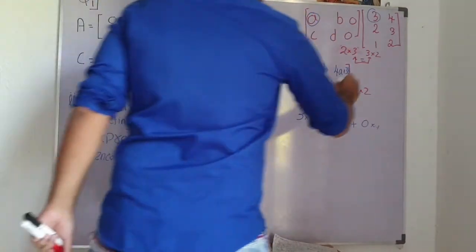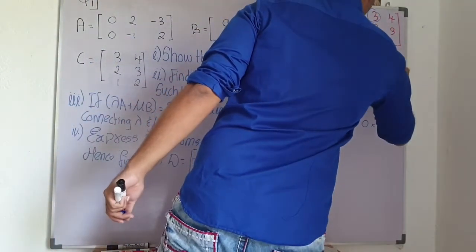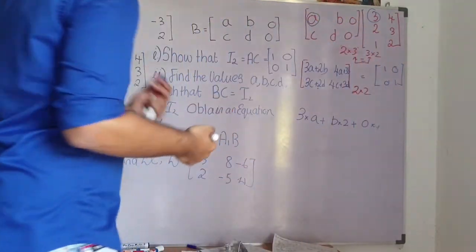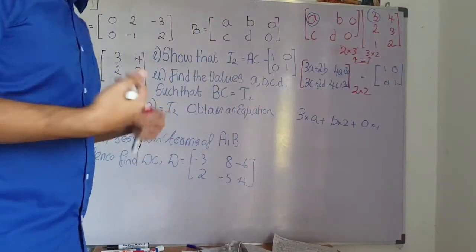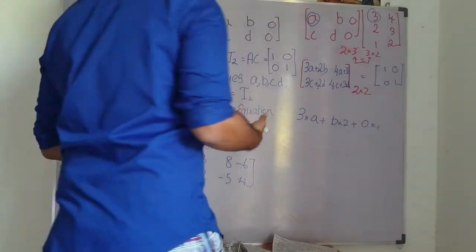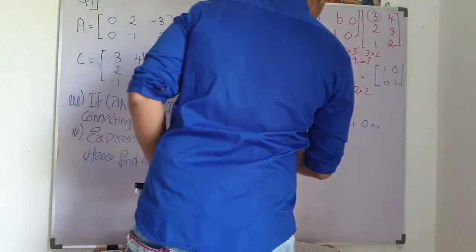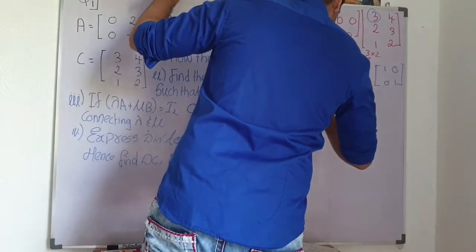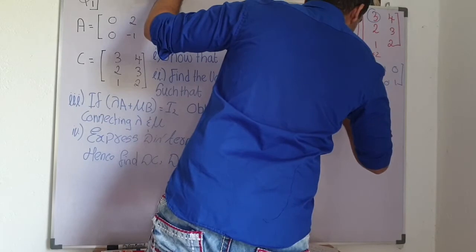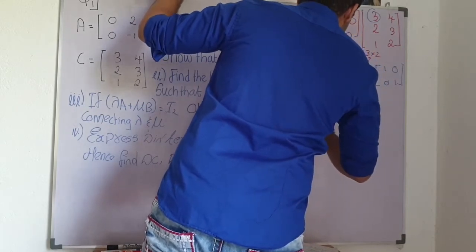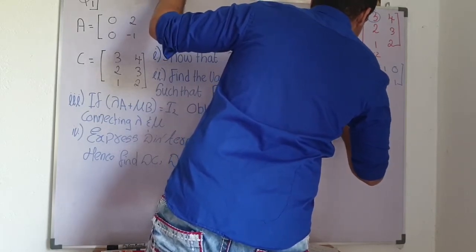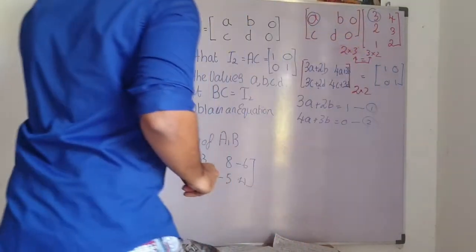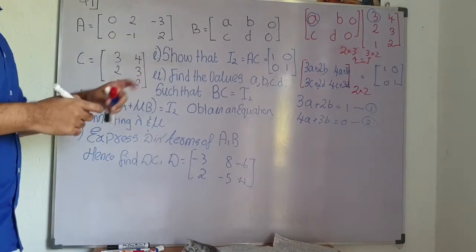Now what you've got to do is make this equal to the identity matrix 1, 0 and 0, 1. So now 3A plus 2B will be equal to 1. Now it's basically going to be simultaneous equations, which is a very easy way to obtain the answer. So 3A plus 2B equals 1, whereas 4A plus 3B equals 0. So 1 and 2 will be the equations you obtain, and let's solve this.